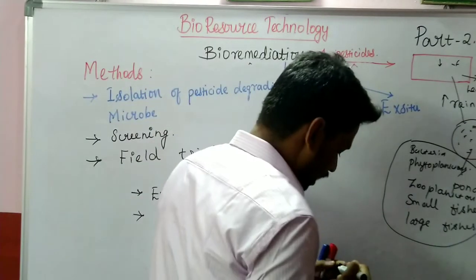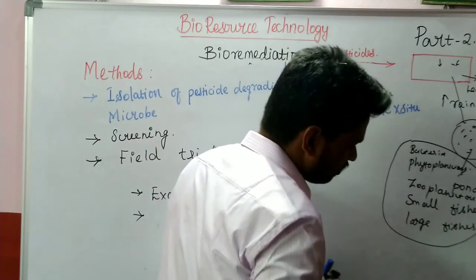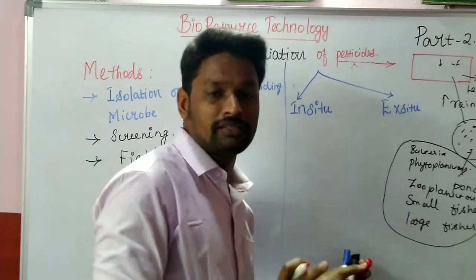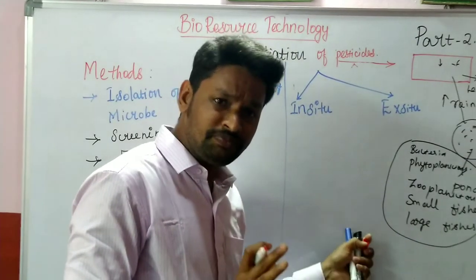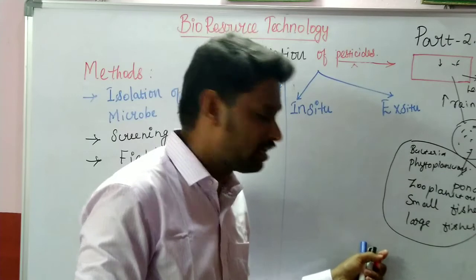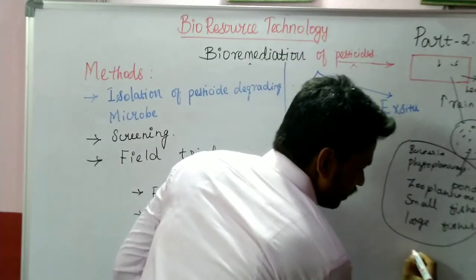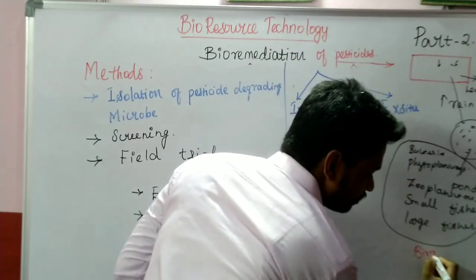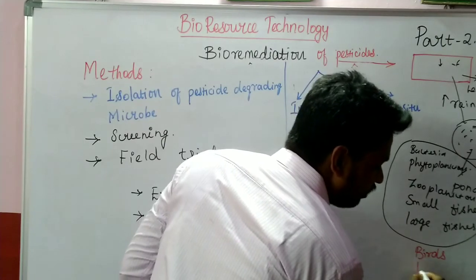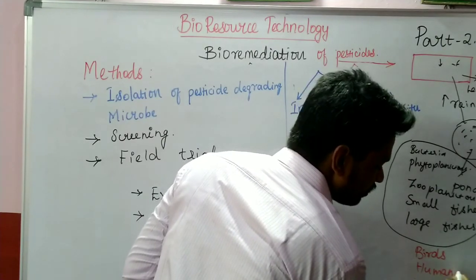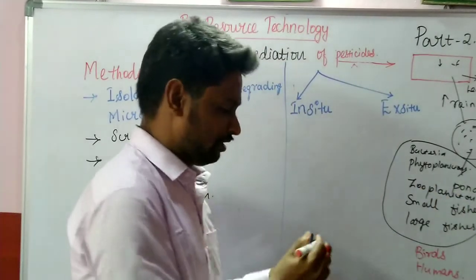So those examples are, so it looks more or less like an ecodiversity class. For example, birds, and finally we humans, right? So it is like a food chain.